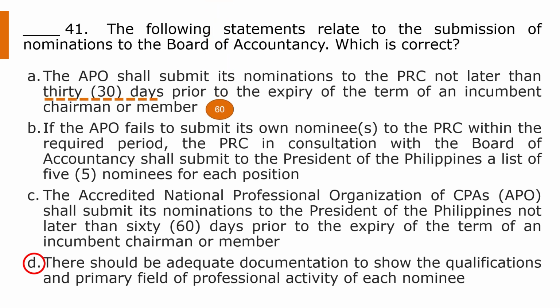Now, in the case of letter A, actually, they are given not later than 60 days. And in this case, again, if it's from PRC to the president, that should only be three nominees. And in the case of letter C, what makes this one incorrect is that the APO actually does not submit directly to the president. It has to be APO to PRC. So the answer then is Delta.